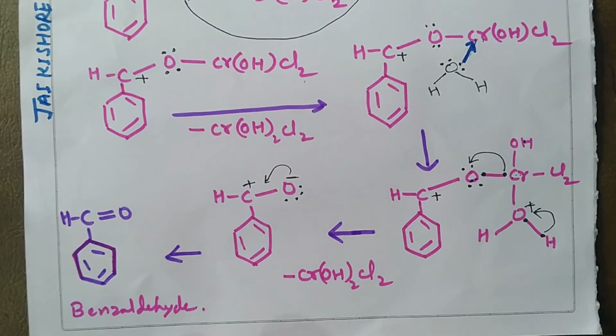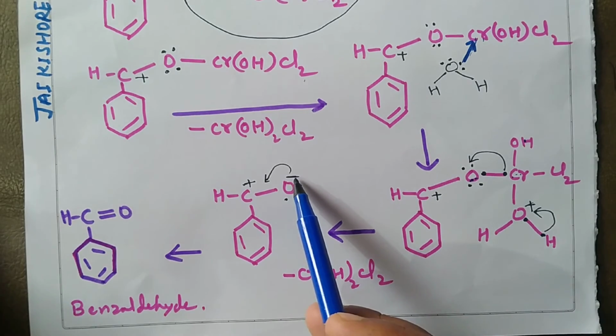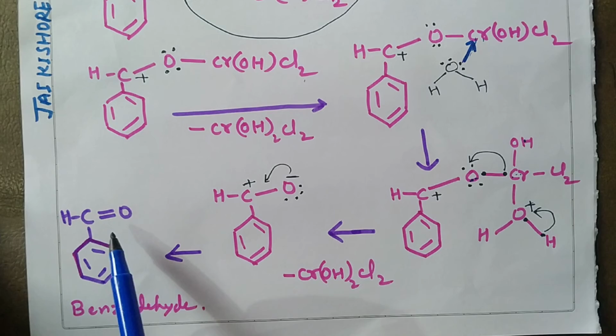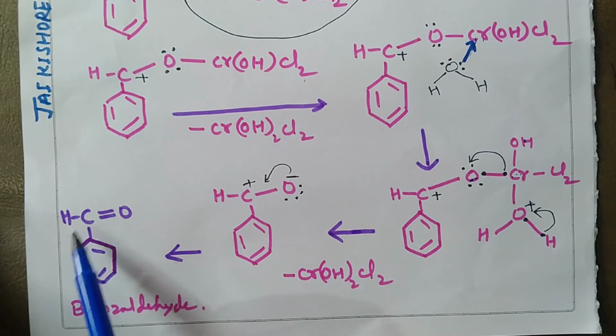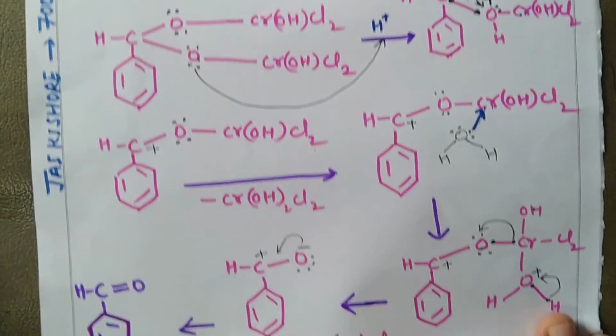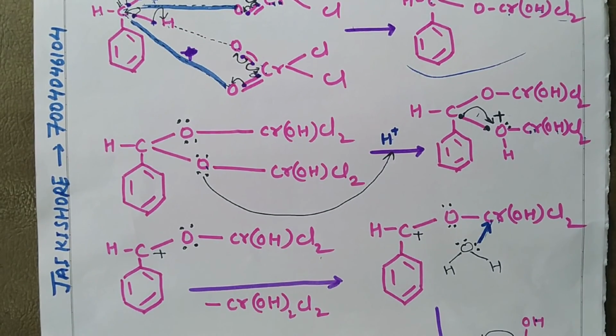Now after that, what happened? Carbon is positively charged and oxygen is negatively charged. So these will join together to form a compound called benzaldehyde. A carbon-oxygen double bond occurs and we get benzaldehyde. So this is the complete mechanism of the Etard reaction. I hope you understood well.